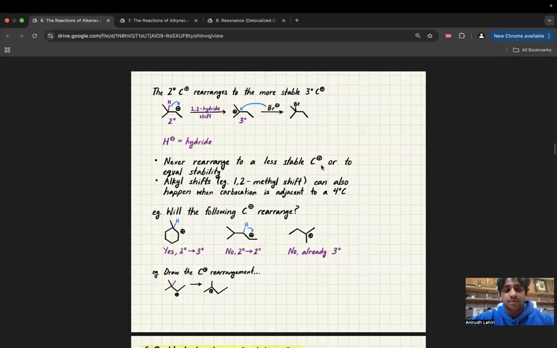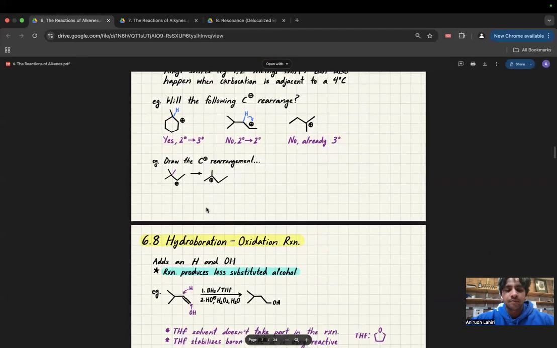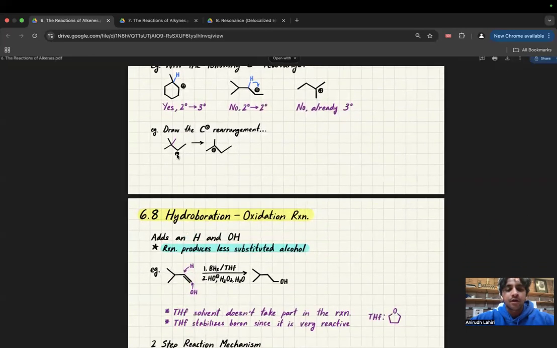We never rearrange to a less stable carbocation or something of equal stability. Okay. So we're only going to get a shift if we're rearranging to something that's more stable. Because here we have a plus. This is a secondary position. We can go to a tertiary position. We're not going to go from a secondary to another secondary. And if this is tertiary, we're not going to go from a tertiary to a primary or a tertiary to a secondary. Right? Cool.